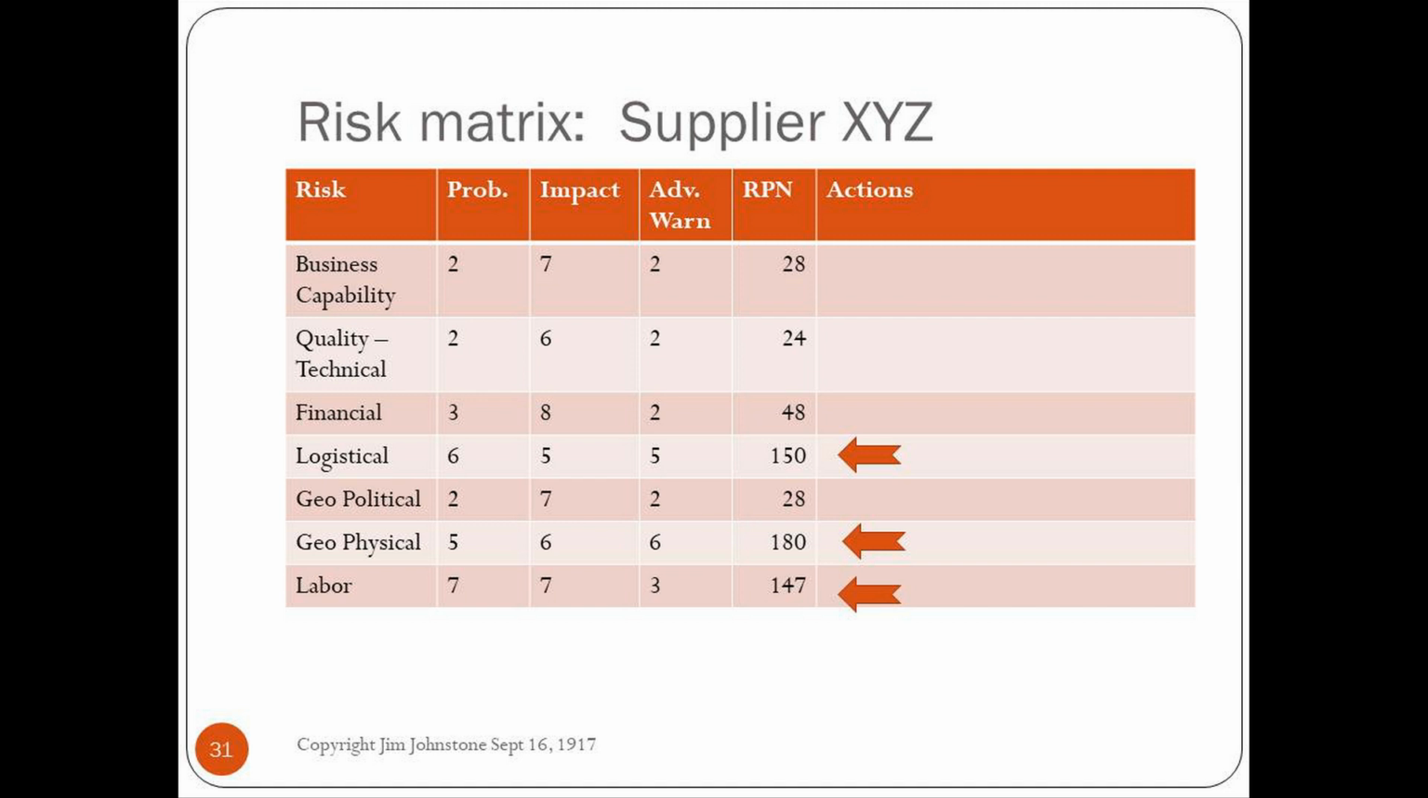And I've got my arrows here. They should be pointing to the 3 high-risk areas. That was anything around 150 or higher. And in this case, it would be logistical, geophysical, and labor risk. So I could do this for each one of my suppliers or each item if I wanted to get that specific. Let's just stick to suppliers for now.